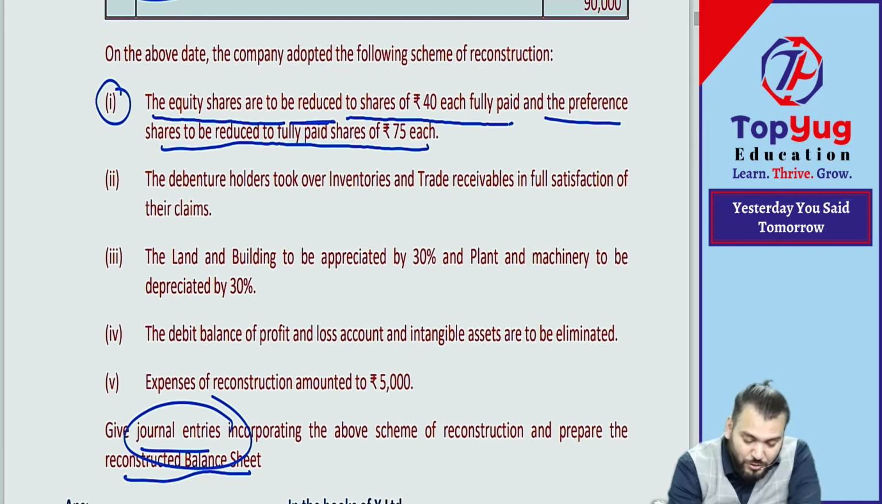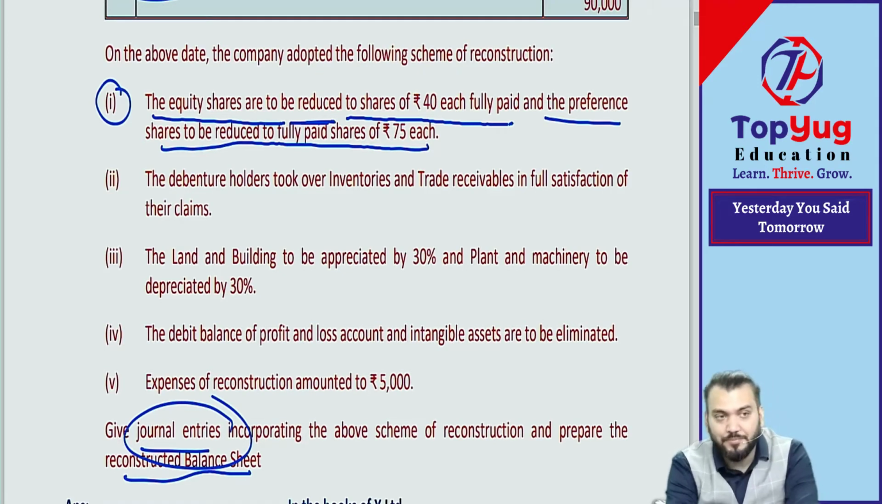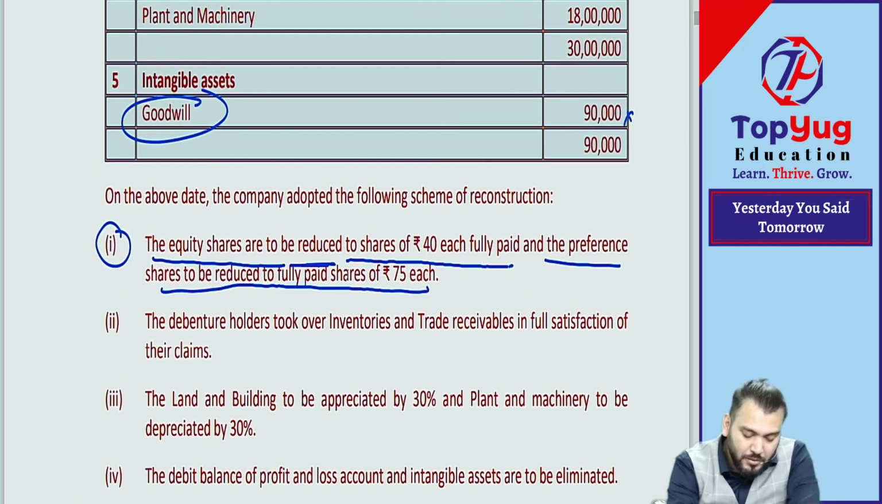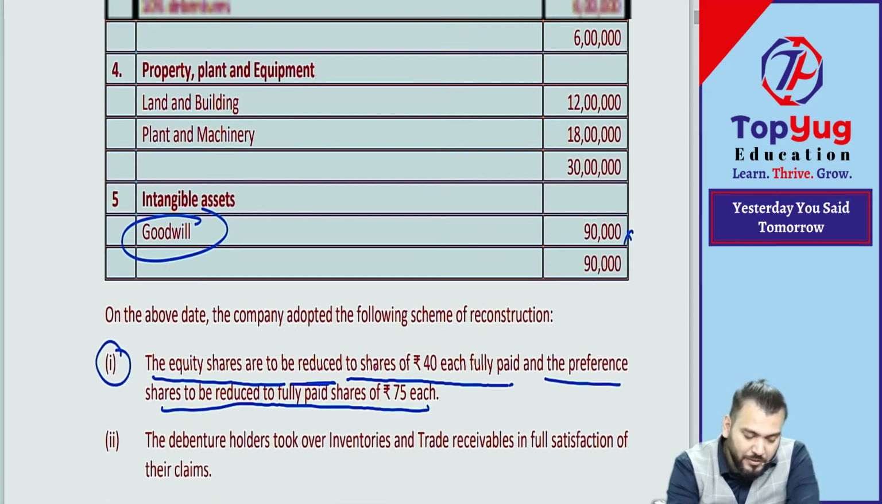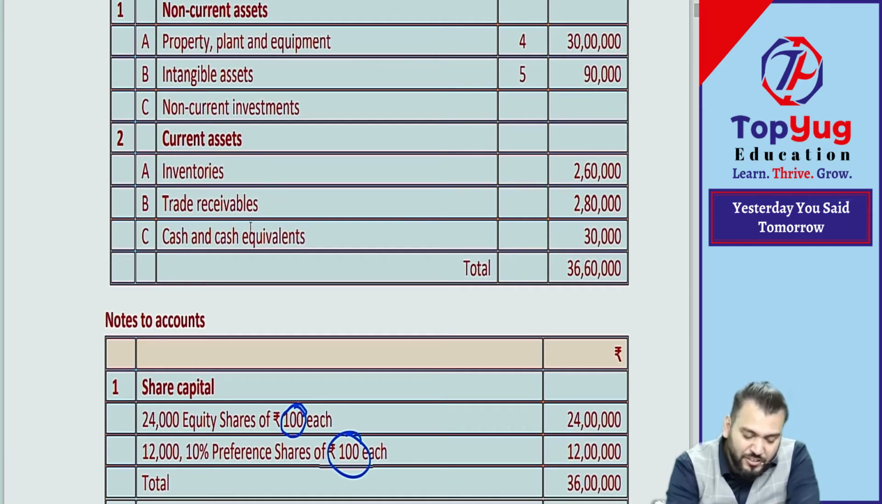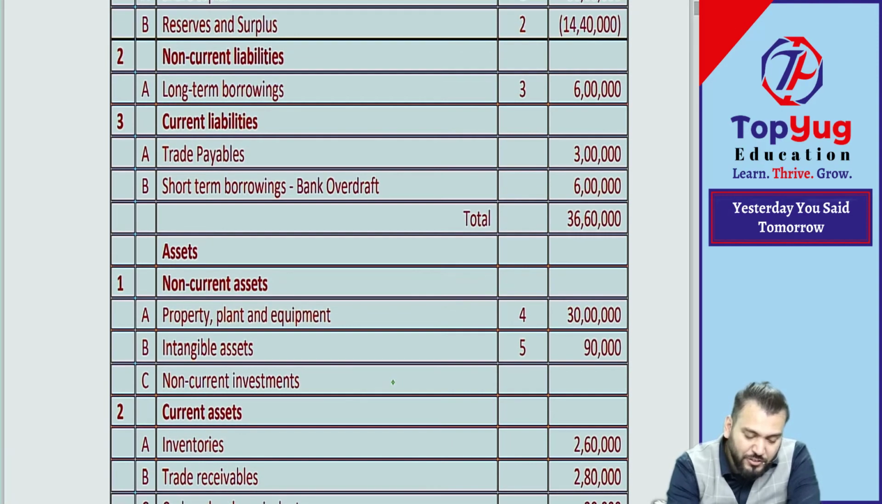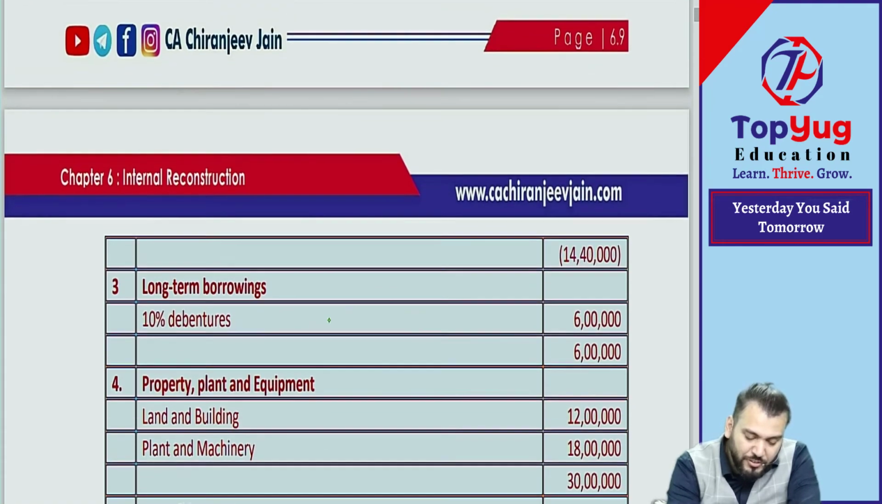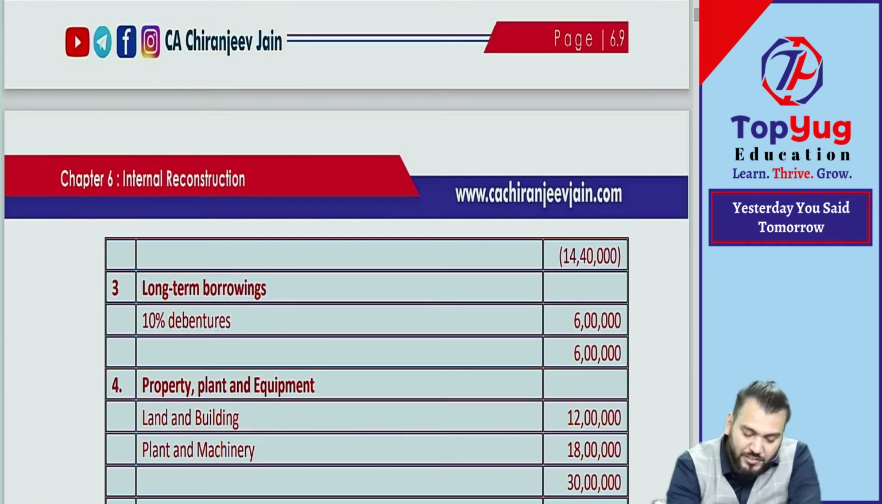The debenture holders took over inventories and trade receivable in full satisfaction of their claim. Means inventories and receivables are taken by debenture holders. Let us check the amounts. Inventory 2 lakh 60, trade receivable 2 lakh 80, and 10% debenture is 6 lakh. Correct?